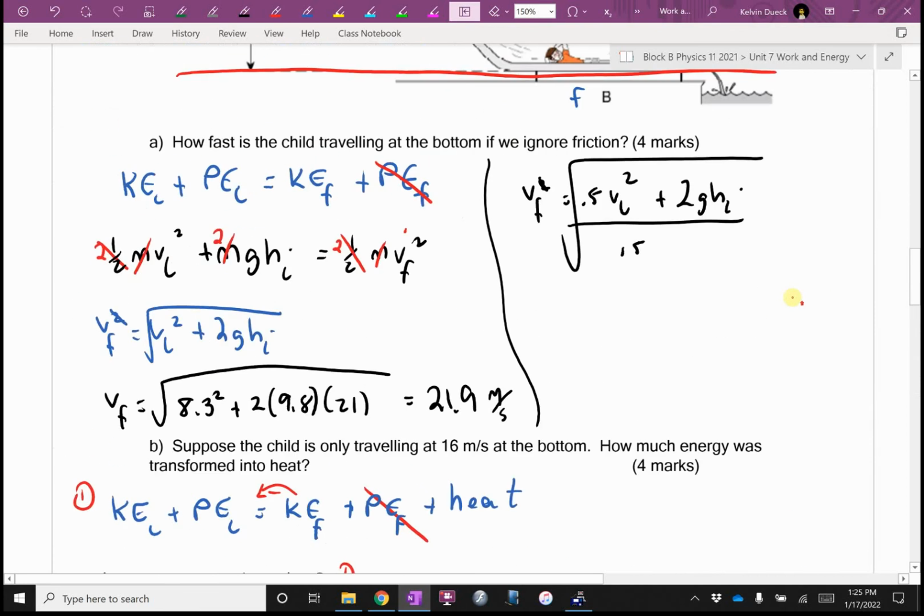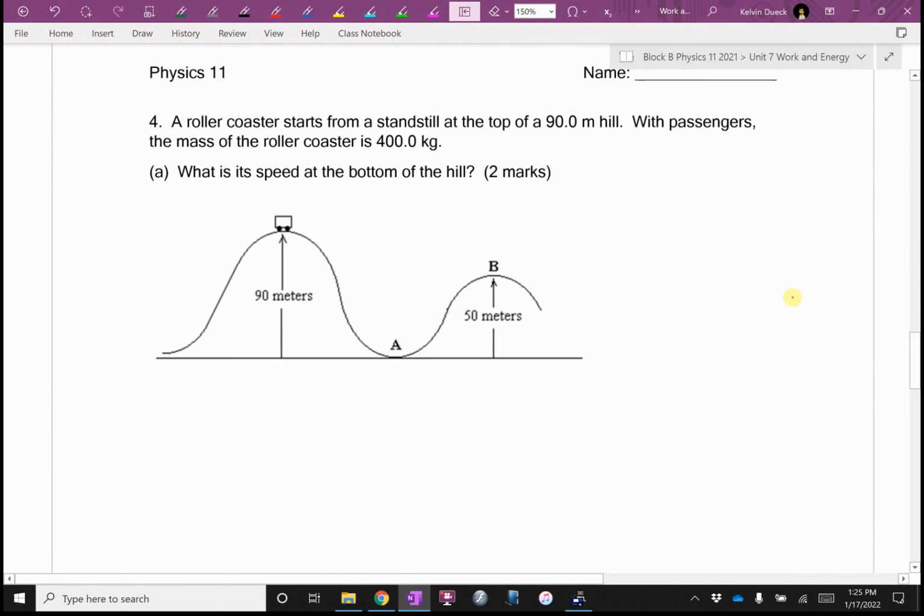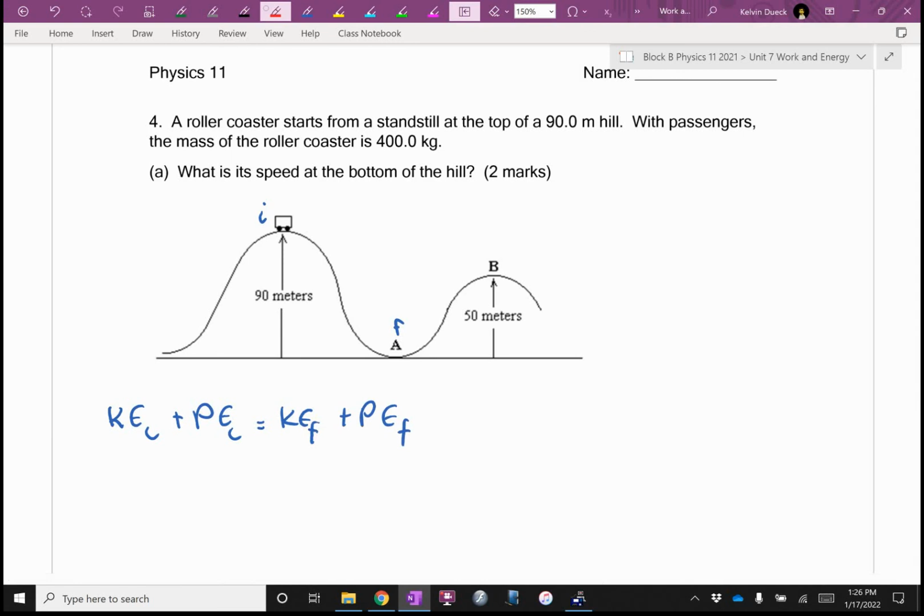So there's going to be a question similar to a water slide probably on your test. That's a good example. Or a roller coaster, or both. They want the speed at the bottom of the first hill. I'm going to say initial is right there. Final is right there. KE initial plus PE initial equals KE final plus PE final. This one's a little easier because my final potential energy is 0. I'm on the ground, and it does say that I started at rest.